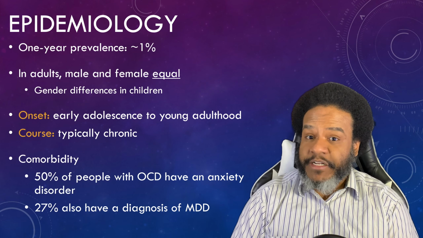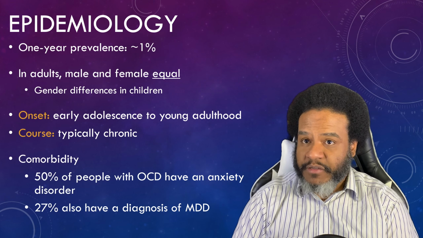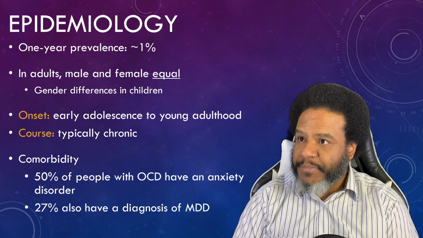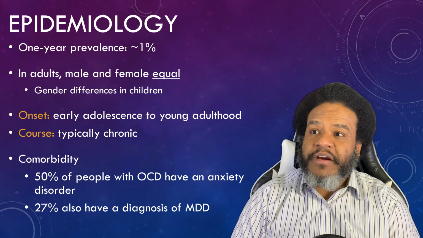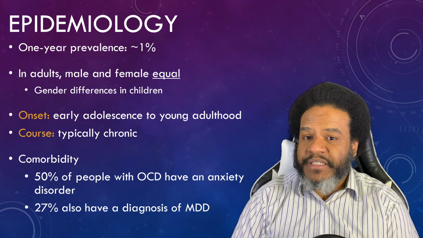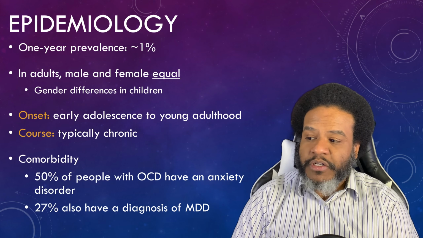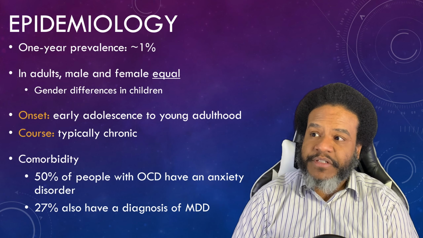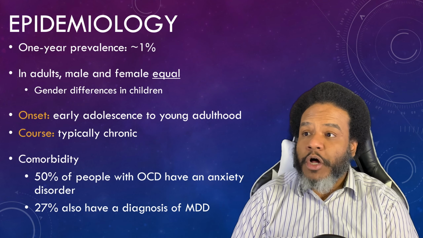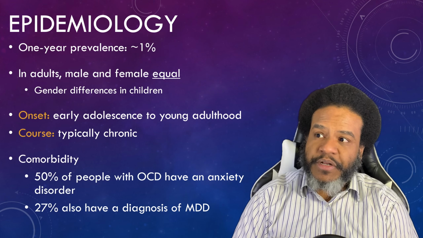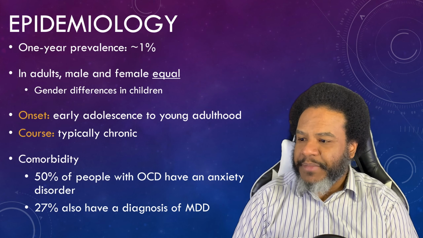So males have an earlier age of onset between 6 and 15 years of age, and females have a later age of onset between the ages of 20 and 29. There are going to be some initial sex differences in childhood, but over a long enough period of time, these sex differences will equal out. And when looking across cultures and racial and ethnic groups, there seems to be a relatively equal prevalence.